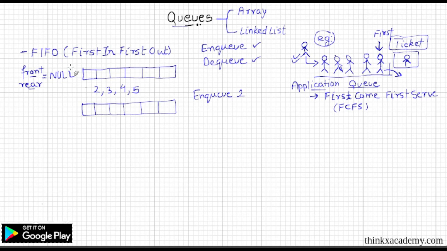So we know that the index position starts from 0 and it goes on like this. So indexing starts from 0. So when you are going to insert the first element inside the queue, the value of front and rear will be equal to 0.